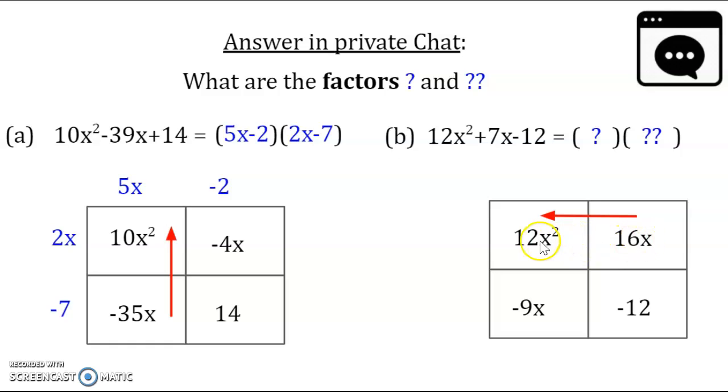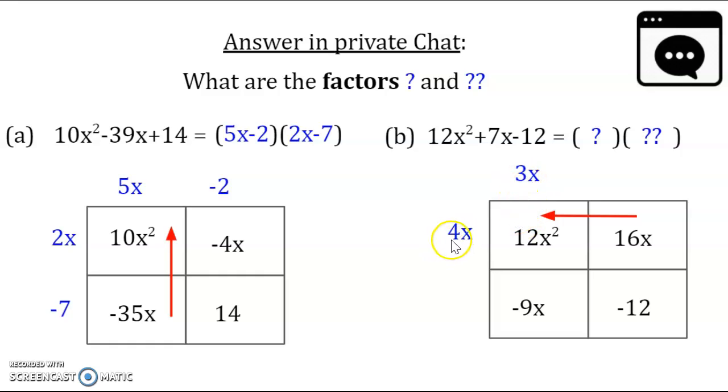If I start with a row, what is the GCF of 12x squared and 16x? Well, I know that 12 and 16 are both divisible by 4, so I can take 4 out and also an x. So that's 4x here. 4x times what is 12x squared? This has to be 3x.